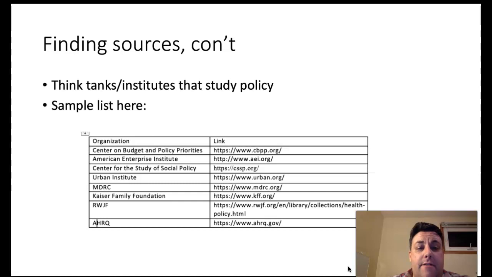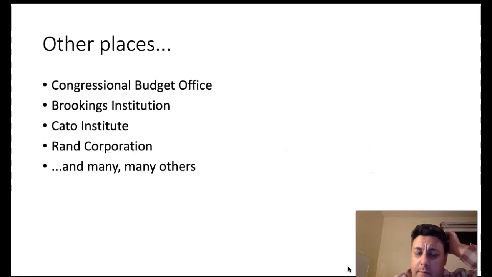The nice thing about this is that these institutes will make their reports available online. So you have to cruise around their website. They all have search boxes that you can search for. But these are all great places to look for sources. A few other places. I don't have links for these, or I didn't add them to the table on the previous slide here. But a quick Google search will get you to their website without any trouble.